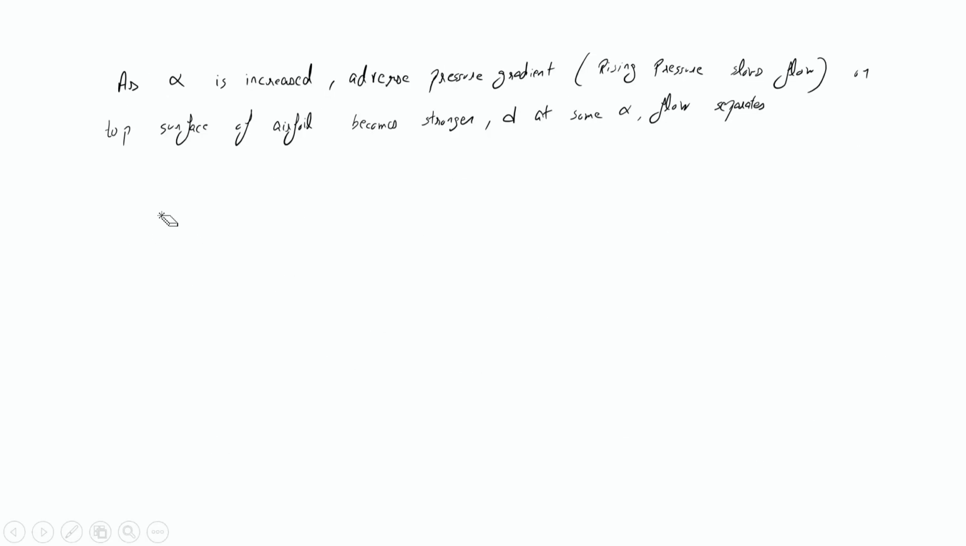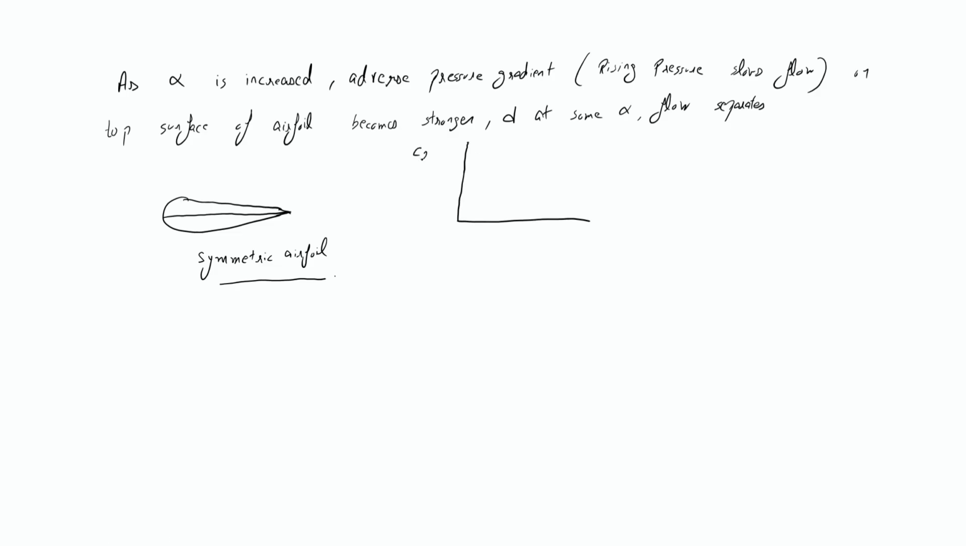Now if I consider a symmetric airfoil, what happens here to the CL versus alpha curve? Now this is a symmetric airfoil. What do you think? Will there be any changes? Yes, there will be a slight change, since at zero angle of attack, it will not be able to produce lift.